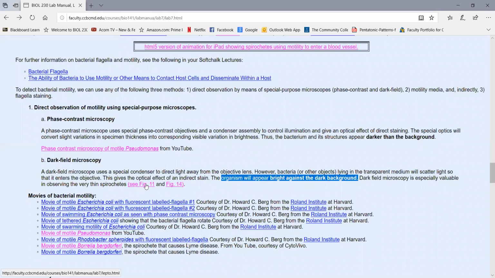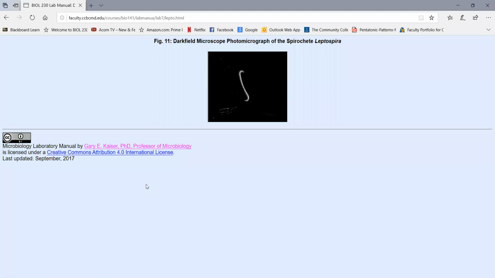And in figure 11, we see the spirochete Leptospira. This is a photomicrograph I took decades ago when I worked with Leptospira. And you can see how the organism really pops out in a dark field microscope. The spirochetes are so thin, they're very difficult to see. But under dark field, you can see them very clearly because the organism appears light against a dark background. So that's kind of like an indirect stain, but being done with optics rather than dye, so we can observe living organisms.